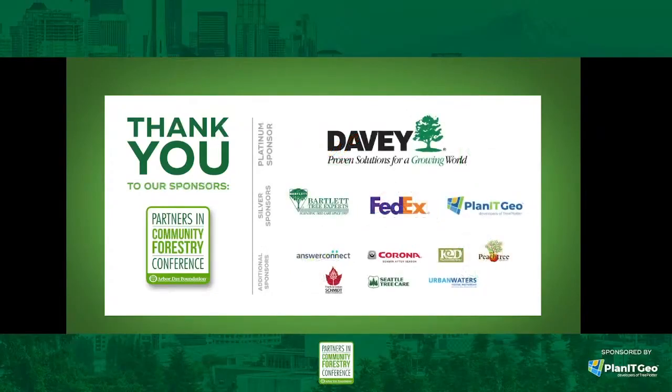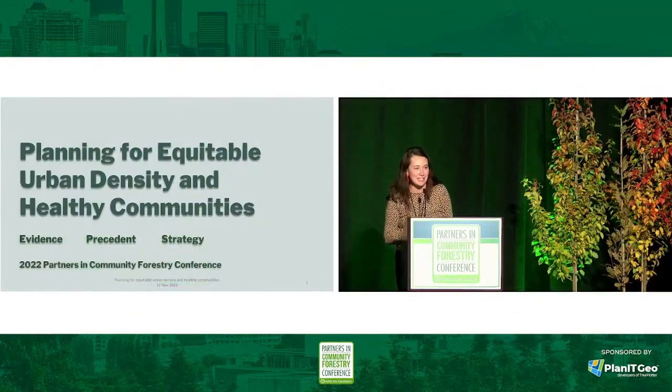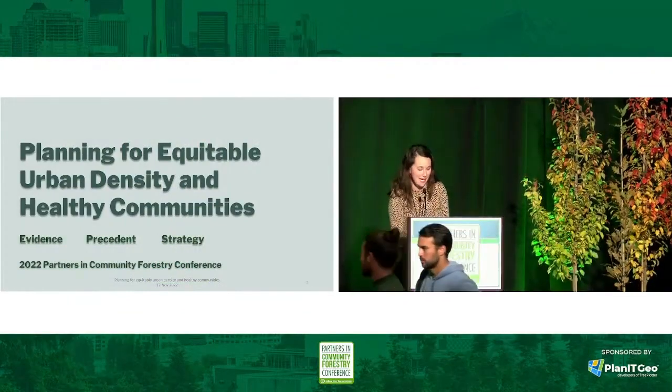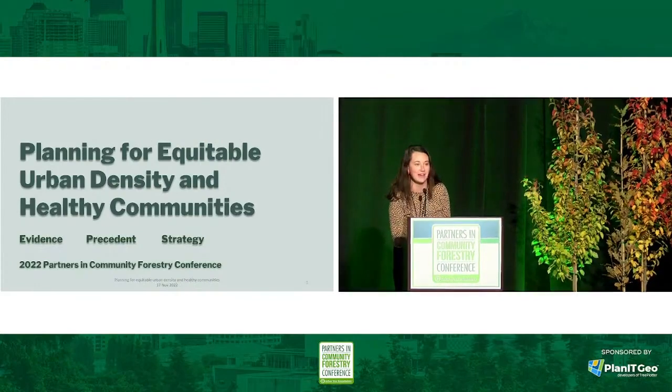Last talk of this current session. I am really happy to introduce the next group. I'm going to be brief and just introduce David because I've been told that they want all the time that they can have to talk. So it is now my pleasure to introduce the next session, Planning for Equitable Urban Density and Healthy Communities.